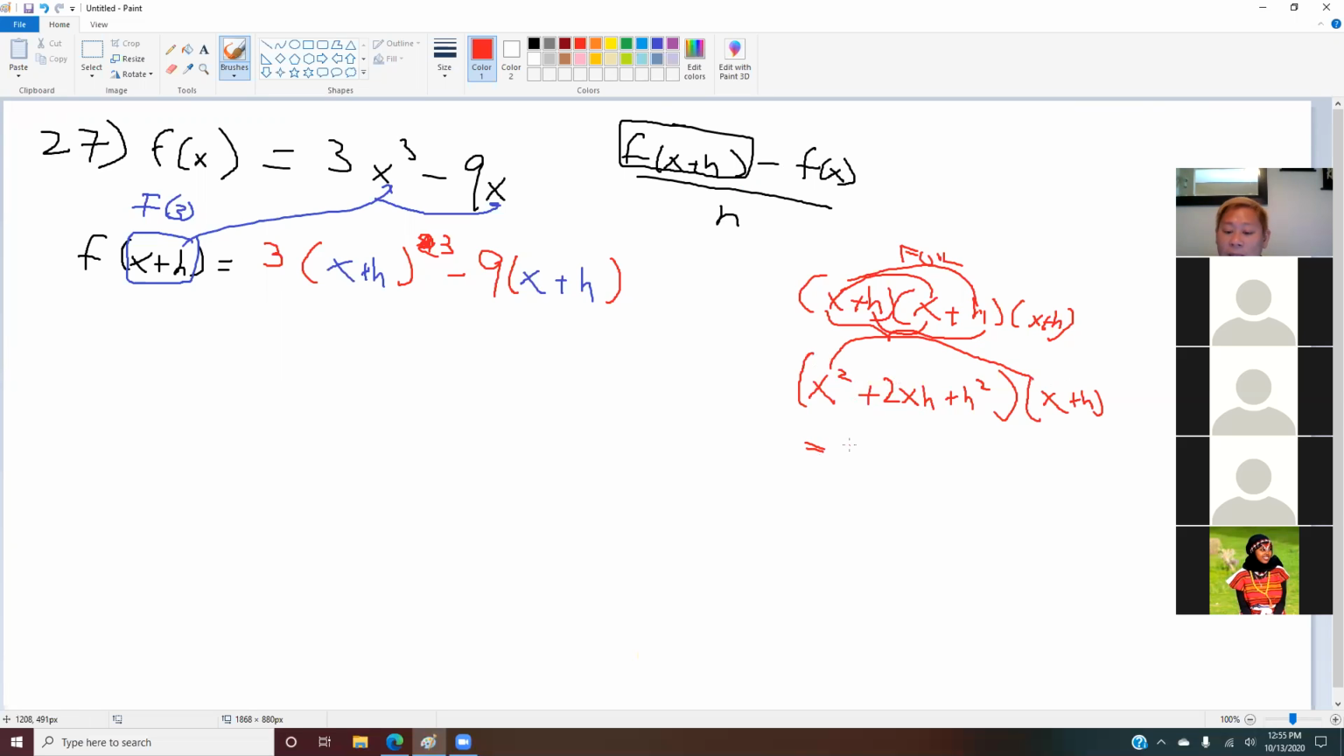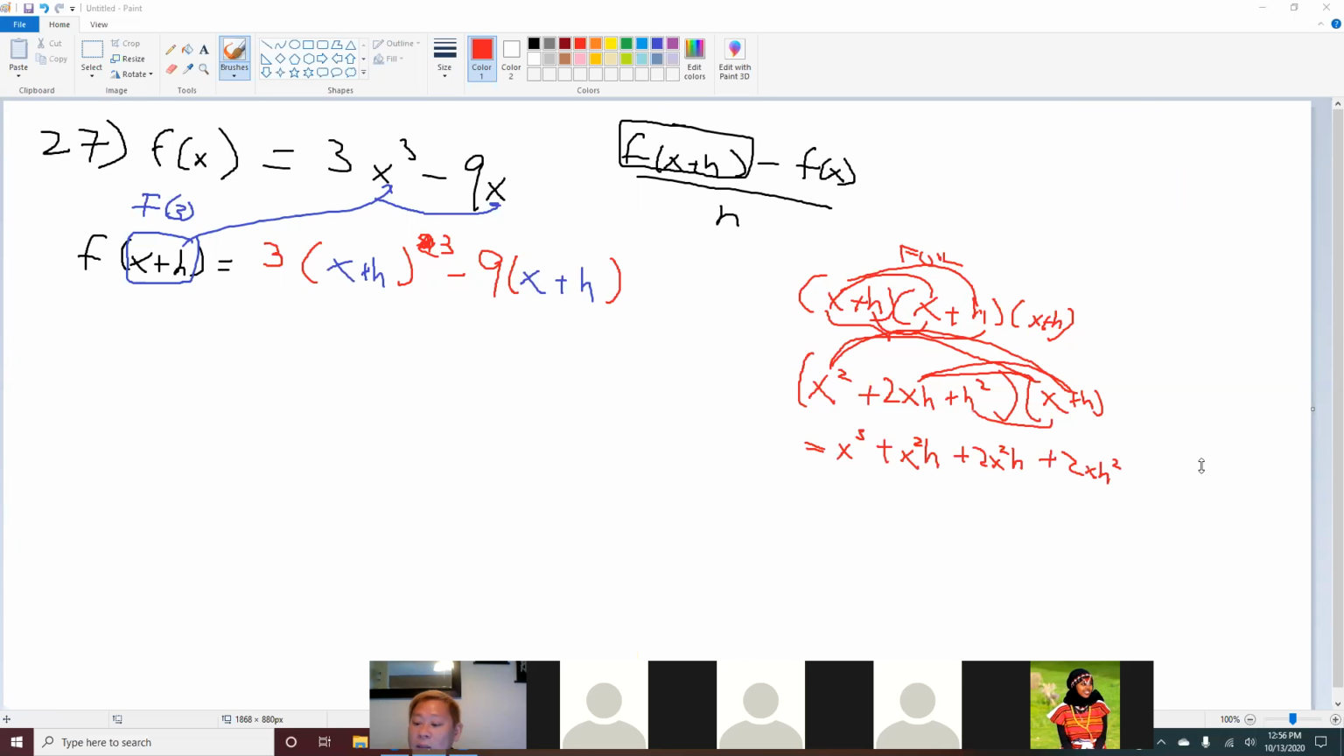So x squared times x becomes x cubed. x squared times h becomes x squared h. 2xh times x is 2x squared h. 2xh times h is 2xh squared. And then the h squared times x becomes xh squared, sorry. Oh my God, there's a lot of h. And h cubed. So this is the FOIL for this case.